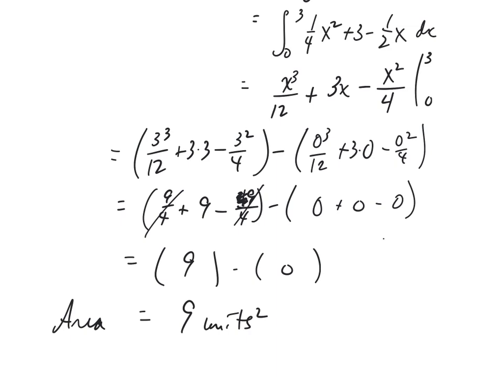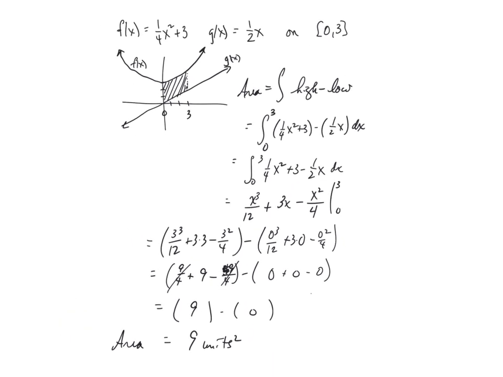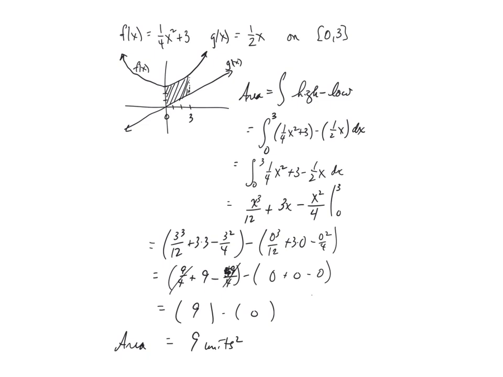So the area between the two curves, the two functions, 1/4 x squared plus 3 and 1/2 x on the interval from 0 to 3, the area would be a total of 9.